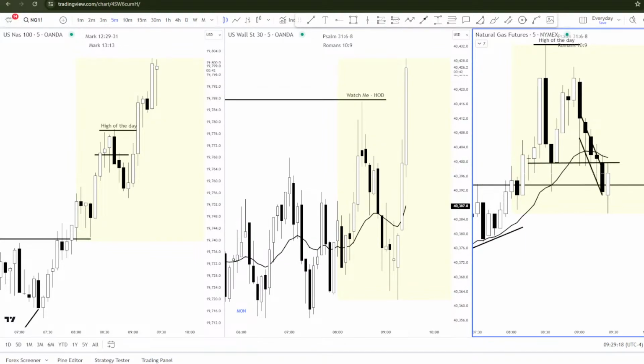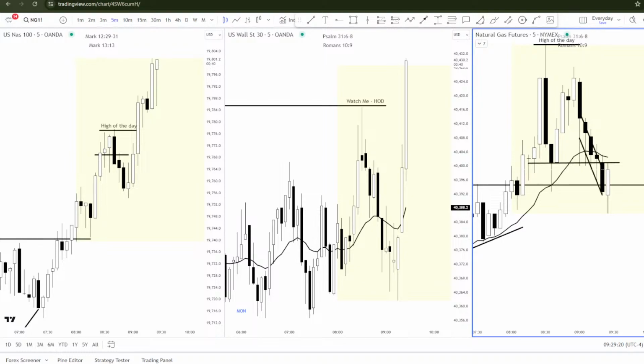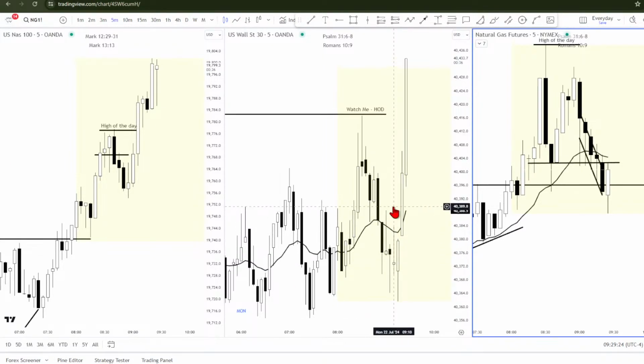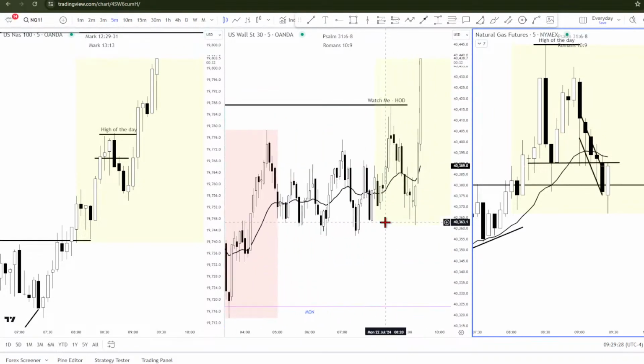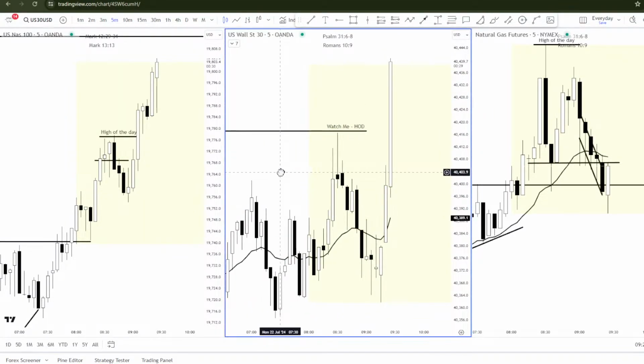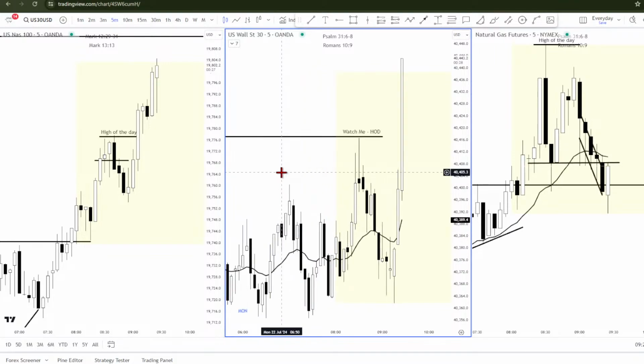US30 is going absolutely bonkers into the open. We got 1, 2, 3 5-minute bars back to the high. One of the biggest bull bars I've ever seen in my entire life. Let's see what happens on this next 5-minute bar.